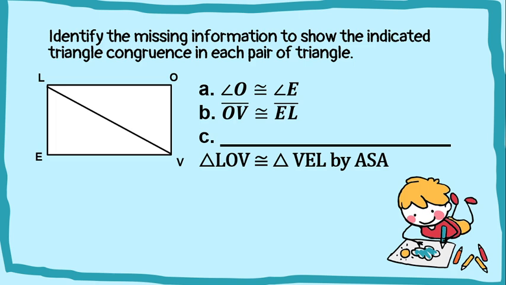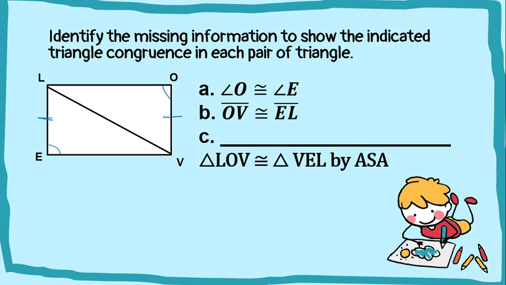Next, this time, we have triangle LOV is congruent to triangle VEL by ASA. So, this is angle, side, angle. So, again, the given natin is angle O is congruent to angle E. So, para mas madali, put tayo ng symbol or ng markings. So, we have here angle O is congruent to angle E. And then for the side, we have side OV, this one, OV, and then EL.